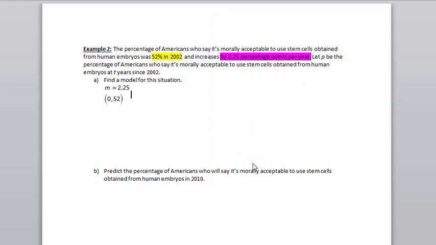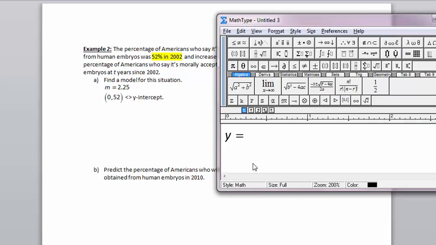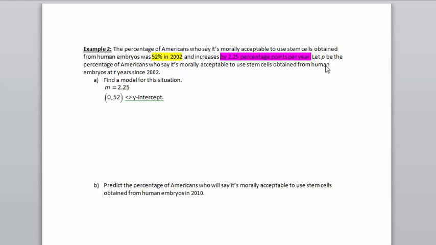Now we need to write the equation. Notice that the ordered pair that we're given is the y-intercept. That's going to make it awfully handy when I go to write this equation. My equation is going to be in the form of y equals mx plus b. I know the slope. The slope is 2.25, and I know the y-intercept. The y-coordinate of the y-intercept is 52. So just like that, we have our equation. We're going to want to put this in terms of the variables for the problem. So instead of using x, we'll use t, and instead of using y, we'll use p for percentage. We can even use function notation here and write this as p of t.